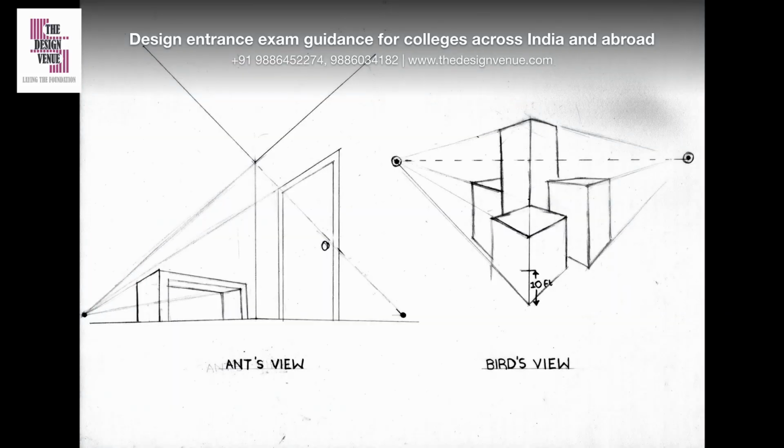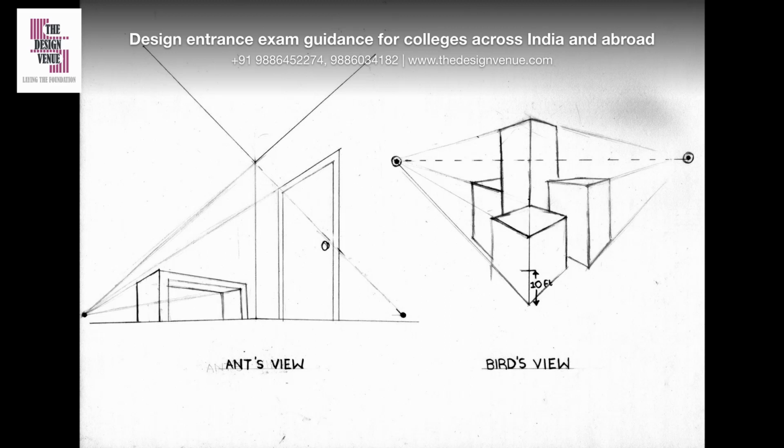So now let's move on to the ant's and bird's eye view in 2-point perspective. So on the left is the ant's view and on the right is the bird's eye view. So same as in the 1-point perspective, the eye level of the ant is nearly at the floor itself. So you can mark the 2 vanishing points accordingly. And for a bird, it is much higher than 10 feet.